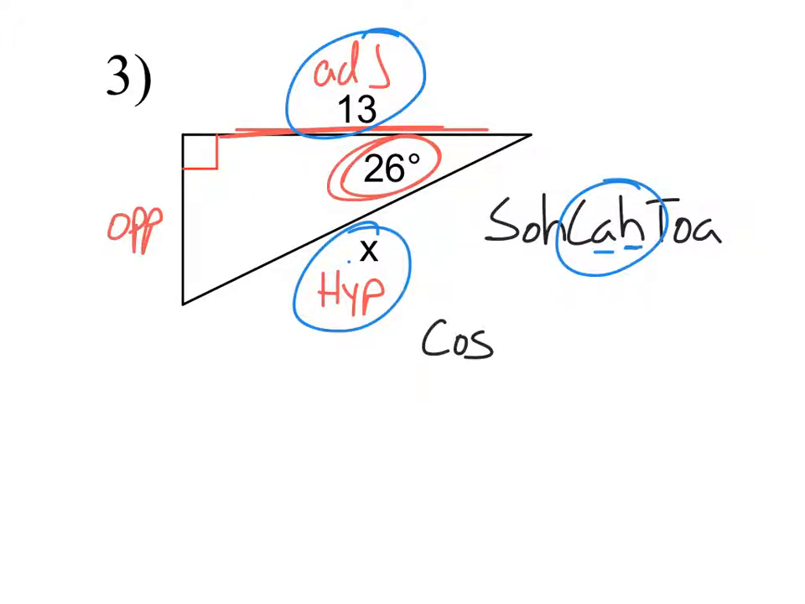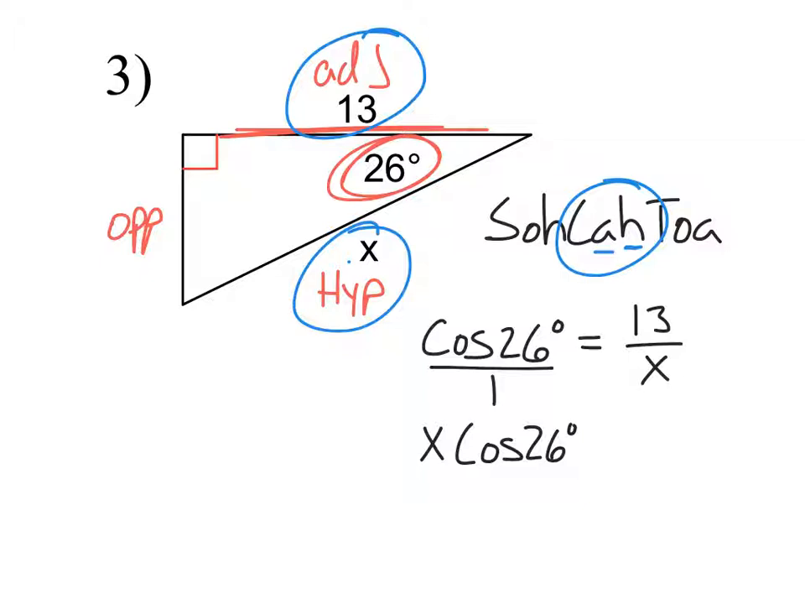So the cosine of 26 degrees is going to equal adjacent, oops, that's 13, not 12, adjacent over the hypotenuse. Now that I have that proportion set up, I can cross multiply. So I have x times cosine of 26 degrees equals 13 times 1. Now, here's the thing. Remember, we talked about this yesterday. Cosine of 26 degrees is a number. It's a big, long decimal. If you plug it into your calculator, you're going to get this big, long decimal for it. So it's just a number.